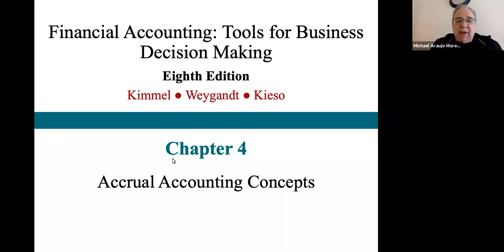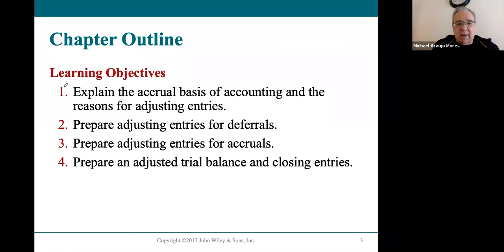So, chapter 4 continues what you've learned from chapter 3. Again, in chapter 3, we've learned the beginnings of the accounting cycle: analyzing a transaction, putting the entry in the journal, posting that over to the ledger, and doing a trial balance. Chapter 4 picks up where that leaves off in a very, very important way.